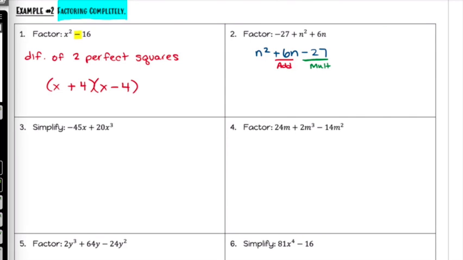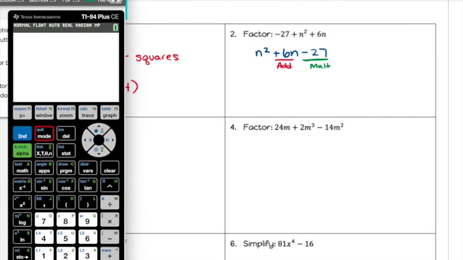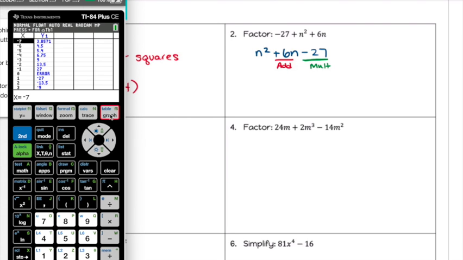So if you know your factors, awesome. But if you do not, you can use your calculator to give you a list of factors. And how do you do that? You're going to go to y equals, and you're going to input the multiplied piece. So I want 2 numbers that multiply to negative 27. So I'm going to input that value in there and divide this by x. What the calculator does is it gives me all the factors that multiply to negative 27. So I'm going to press second graph, and here are all my factors. I do not care about those decimal values.